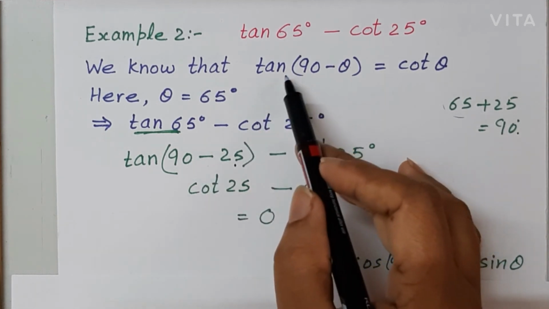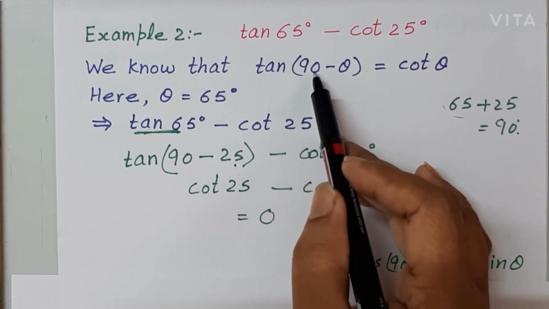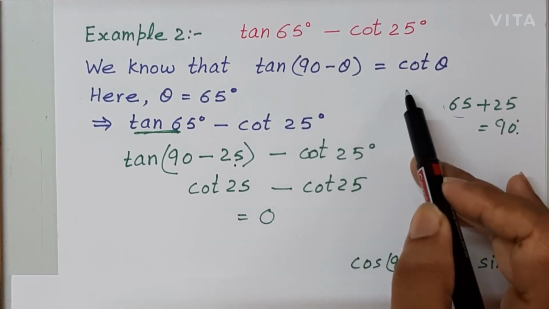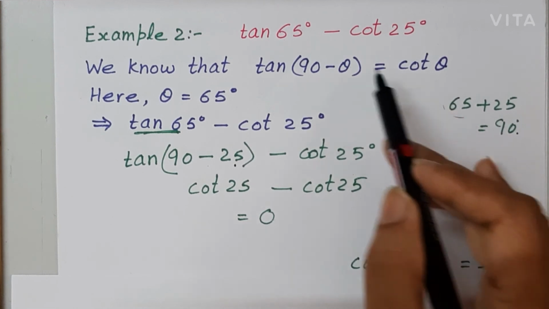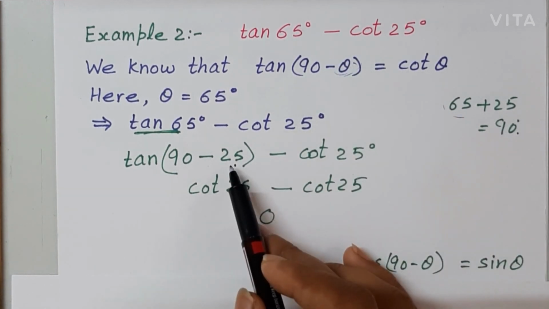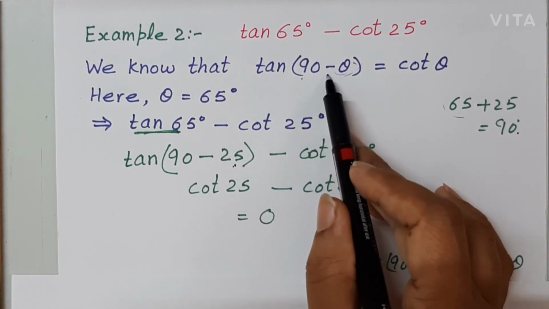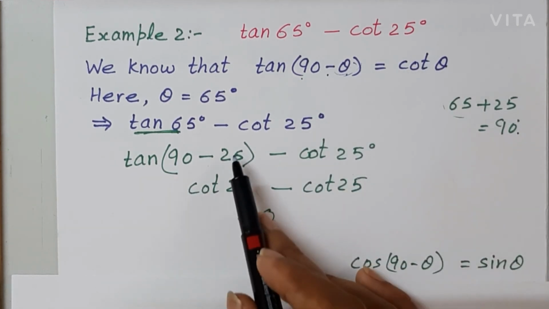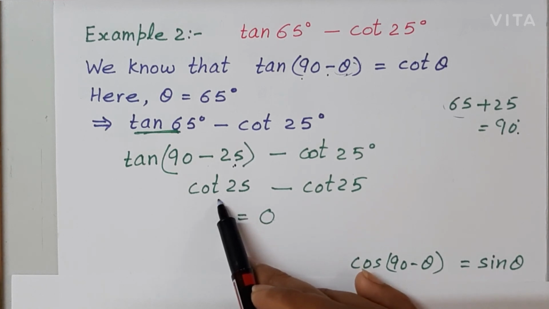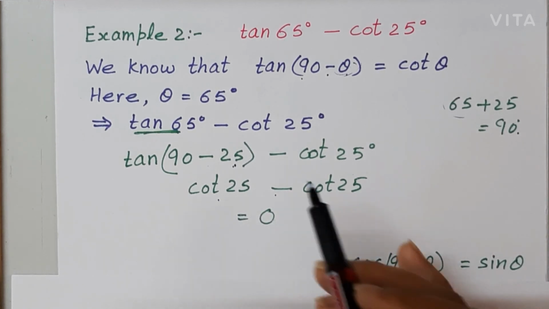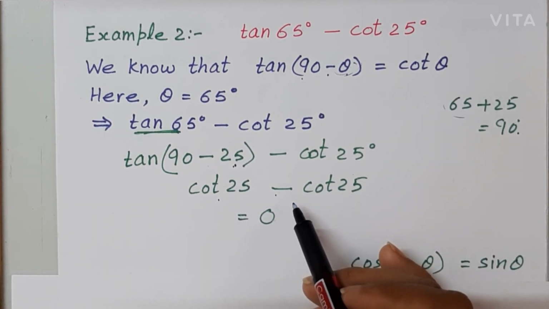Now, we know the formula, tangent 90 minus theta is equal to cot theta. So what is theta here? Theta is 25. So tangent 90 minus 25 will become cot 25. So cot 25 minus cot 25 is equal to 0. Is it clear to everyone?